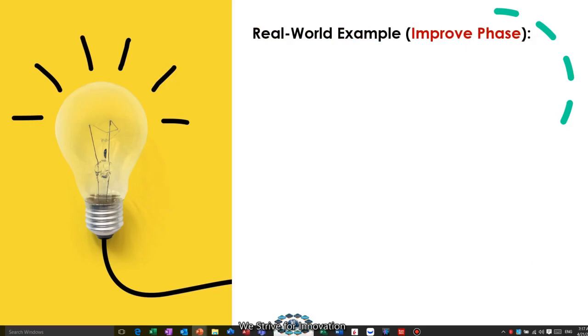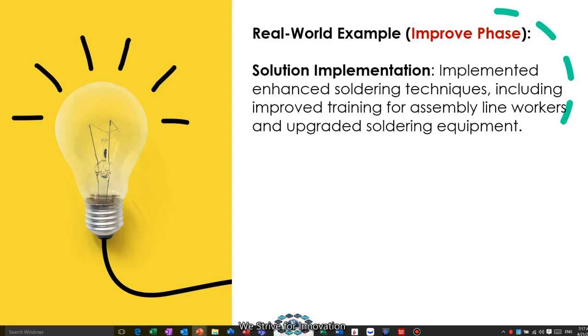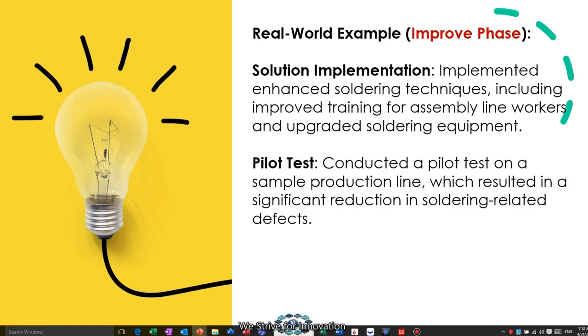A real world example of a solution would be implementing enhanced soldering techniques, including improved training for assembly line workers and upgraded soldering equipment. We have to do a pilot test. We'll conduct a pilot test on a sample production line, which resulted in a significant reduction in soldering related defects.